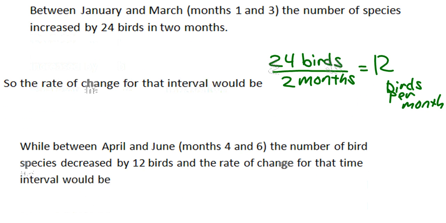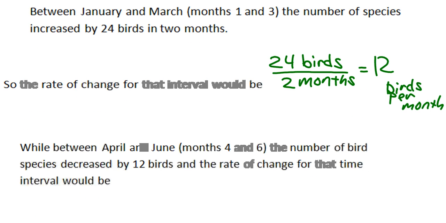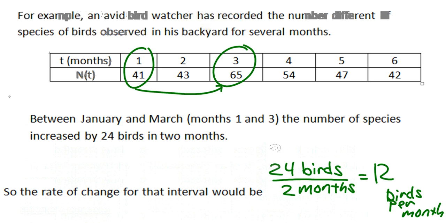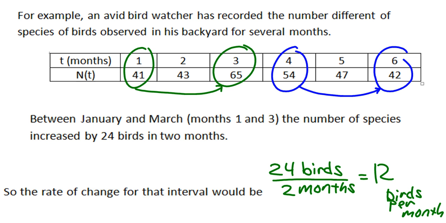Well, between April and June, months 4 and 6, the number of bird species decreased by 12 birds. Going back to our table, April would be month 4, June would be month 6, and we can see the number of species decrease from 54 birds to 42 birds, so a decrease of 12 birds over that 2-month period.